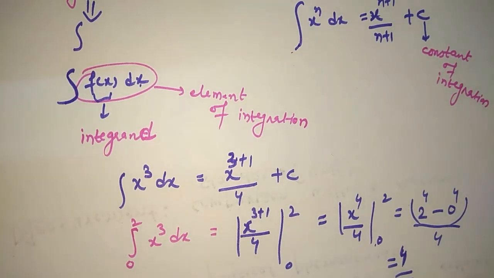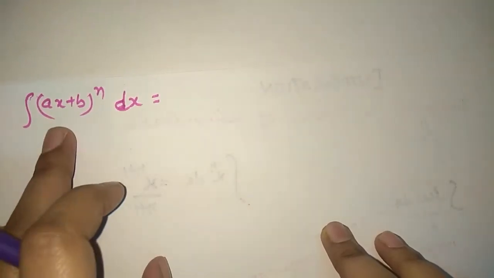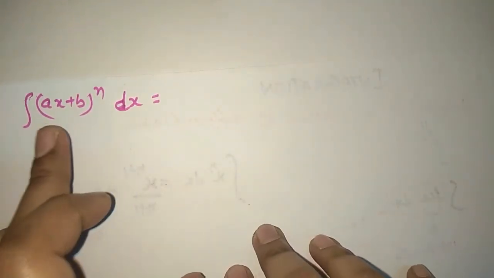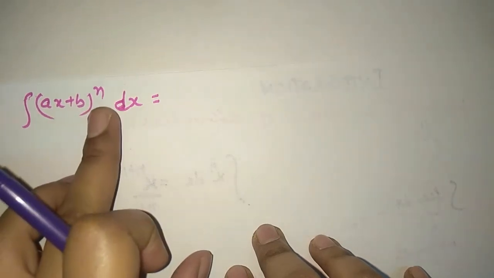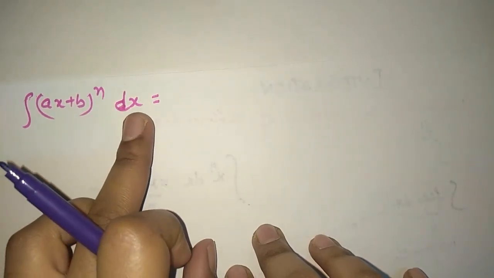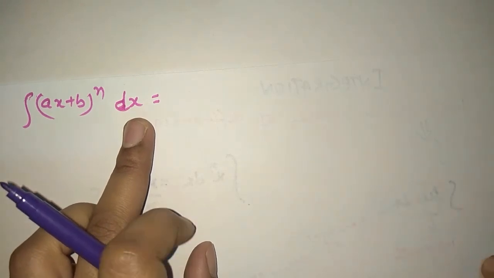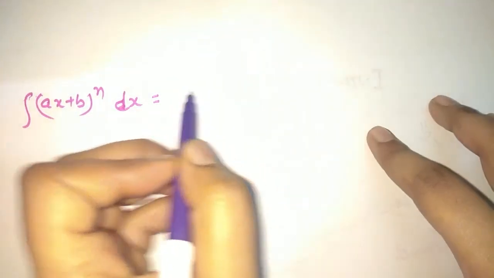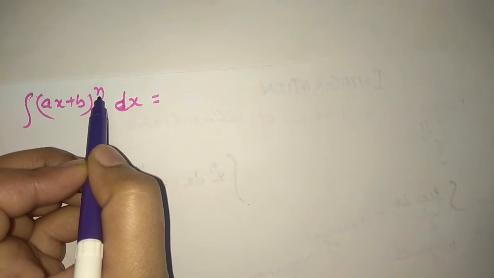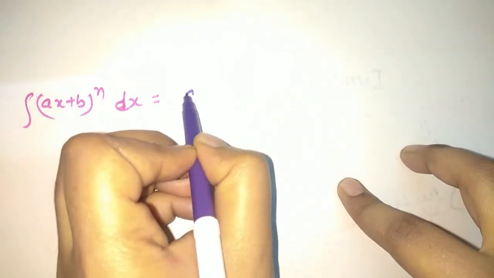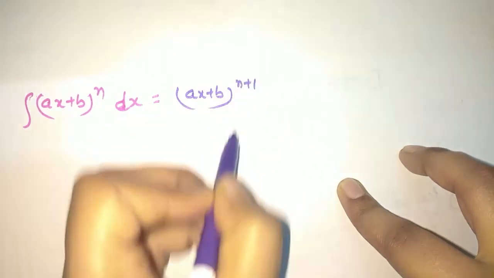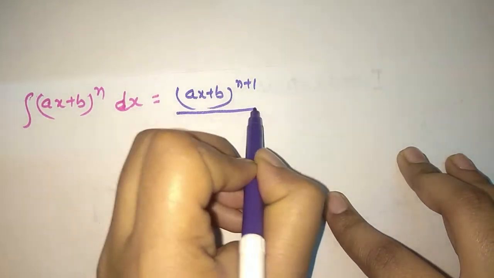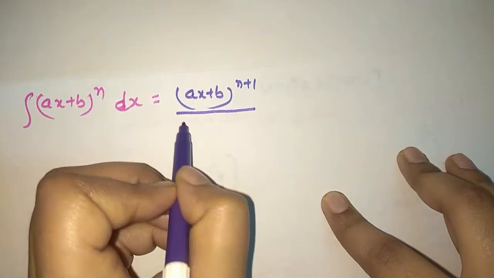Now let's see the other formulas. What if we have to find the integration of (ax + b)^n with respect to x? Then we first increase the exponent by 1, that is (ax + b)^(n+1) upon, then write the n + 1 in the denominator.